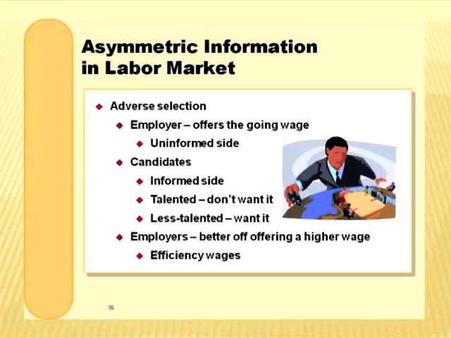In the case of labor markets, there is also an asymmetry and an adverse selection. Employers often offer the going wage, and they are the uninformed side. The candidates, on the other hand, are the informed side. If they're terribly talented, then they don't want the going wage. They want more than the going wage. But if they're less talented, they're satisfied with the going wage because it sounds pretty good to them.